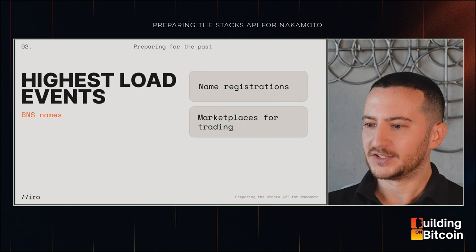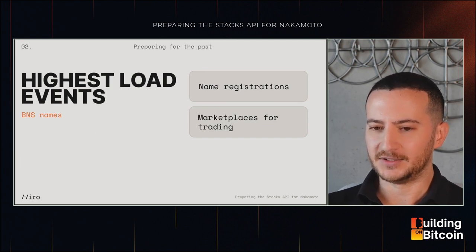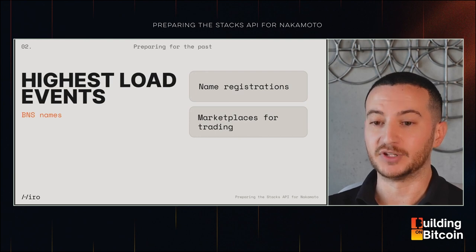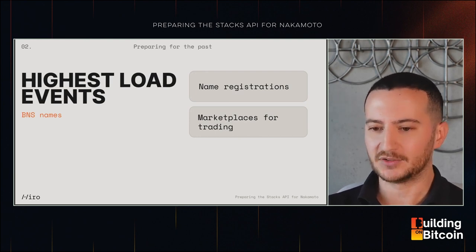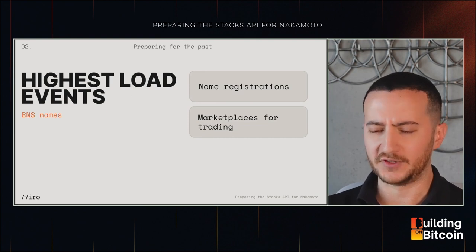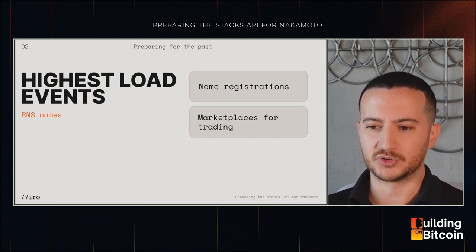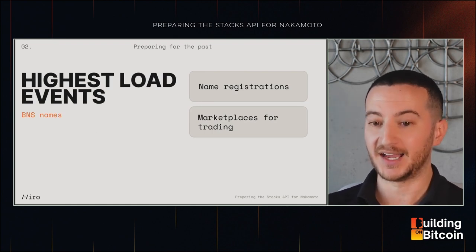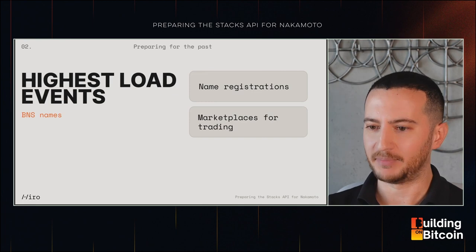And also you started seeing some clever ways that people started trading these names. So for example, the Gamma marketplace figured out that they could deploy contracts to hold and then trade these names. So this also put some strain on chain. But yeah, the API was able to serve all of these events. We were able to work around them, but the basic idea was that these were the highest load events that happened back then.